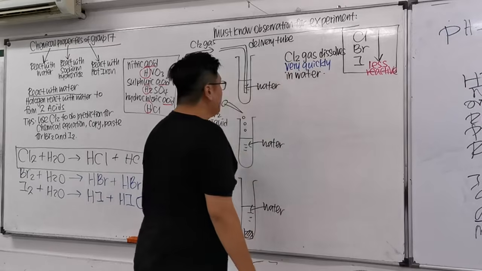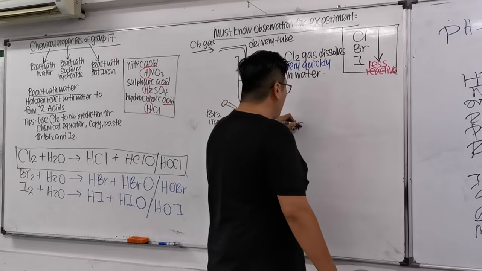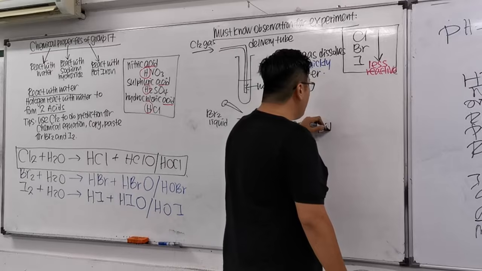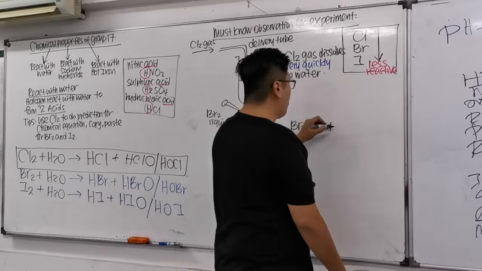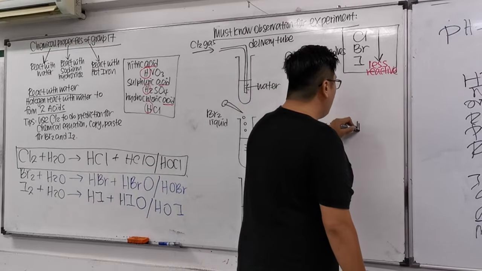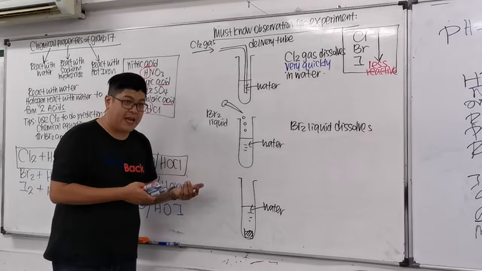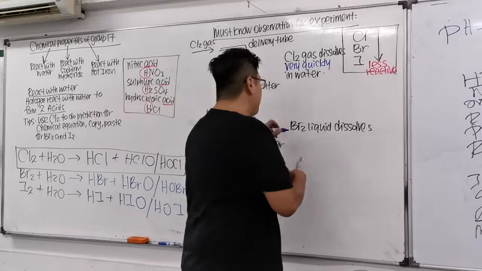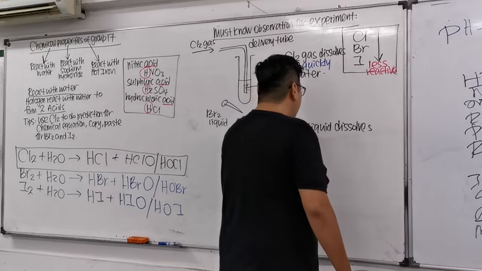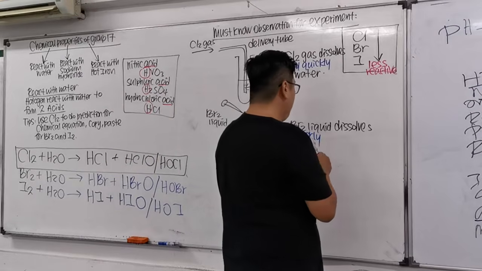So what about bromine? When we have bromine liquid, it is not as reactive as chlorine. It will still dissolve though, but you cannot say very quickly. Make it a bit lesser, maybe quickly. Understand? So bromine liquid dissolves quickly in water.